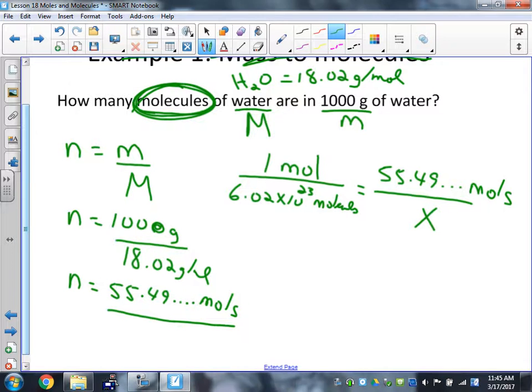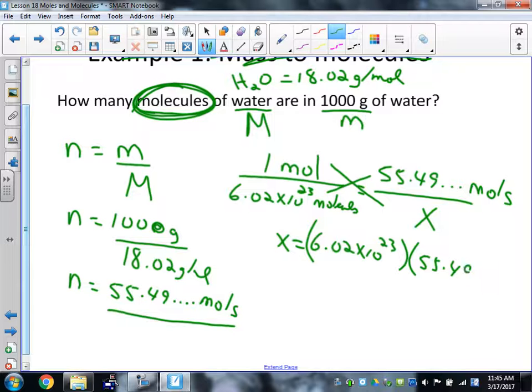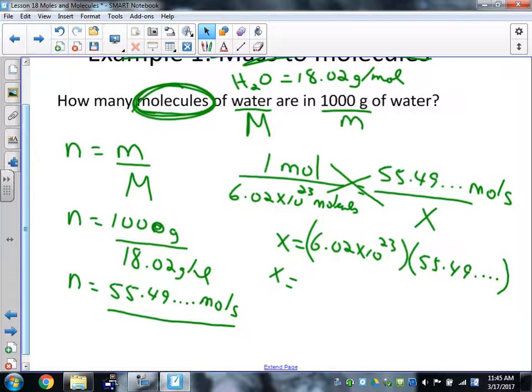That's what's left. So I cross multiply and solve. All right. 1 times x is x, yes? And 6.02 times 10 to the 23 times 55.49, yada, yada, yada, okay? And I will get my number of molecules, all right? Good? Okay? And that's all there is to it, guys. These are going to be the same steps. I'm telling you right now. This is it. Okay, but we obviously need to make sure we know the molar mass of that compound. The rest is just kind of following the pattern, right?